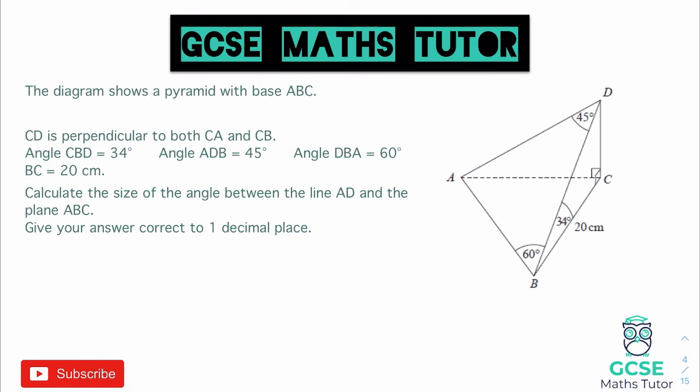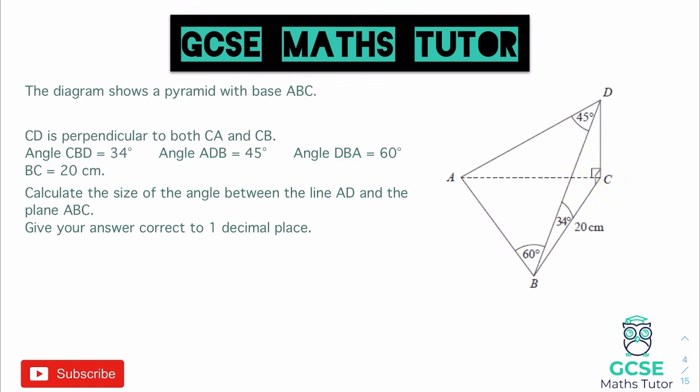Okay, so for this question we've got some 3D trigonometry. So you can see here we have a pyramid and it has a triangular base. So it says here that C to D is perpendicular to CA and CB. And we can see that because of these right angles just down there anyway.